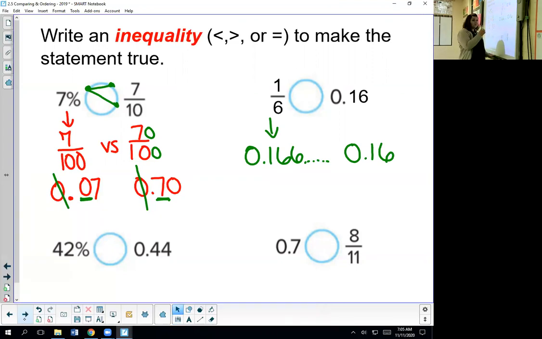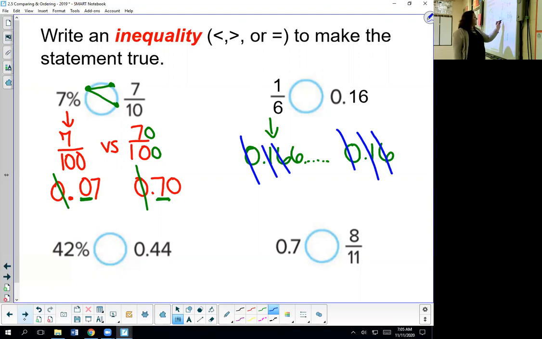Well, we're going to do the same thing until we get something different. So they both have a 0, they both have a 1, they both have a 6. This is a 6 after that because it's repeating, like in the last problem I just did. But this one is not. So what's behind it? Behind it's a 0. So 6 is greater than the 0. So 1/6 is greater than 16 hundredths. By the way, if you want to make it 2%, that's fine as well.